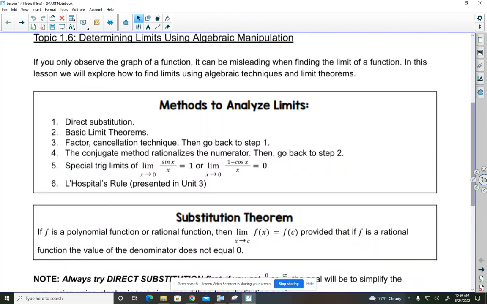Some of our methods to analyze, these 6 steps, are really kind of our checklist. We're going to start with what's called direct substitution. Then we're going to use other basic limit theorems if possible. The factor and cancel technique would be one to use, and then go back to step 1 after that. Then something called the conjugate method, used with rational functions, and other special trig limits. Another one that we can use is called L'Hopital's rule. We won't see that until unit 3.